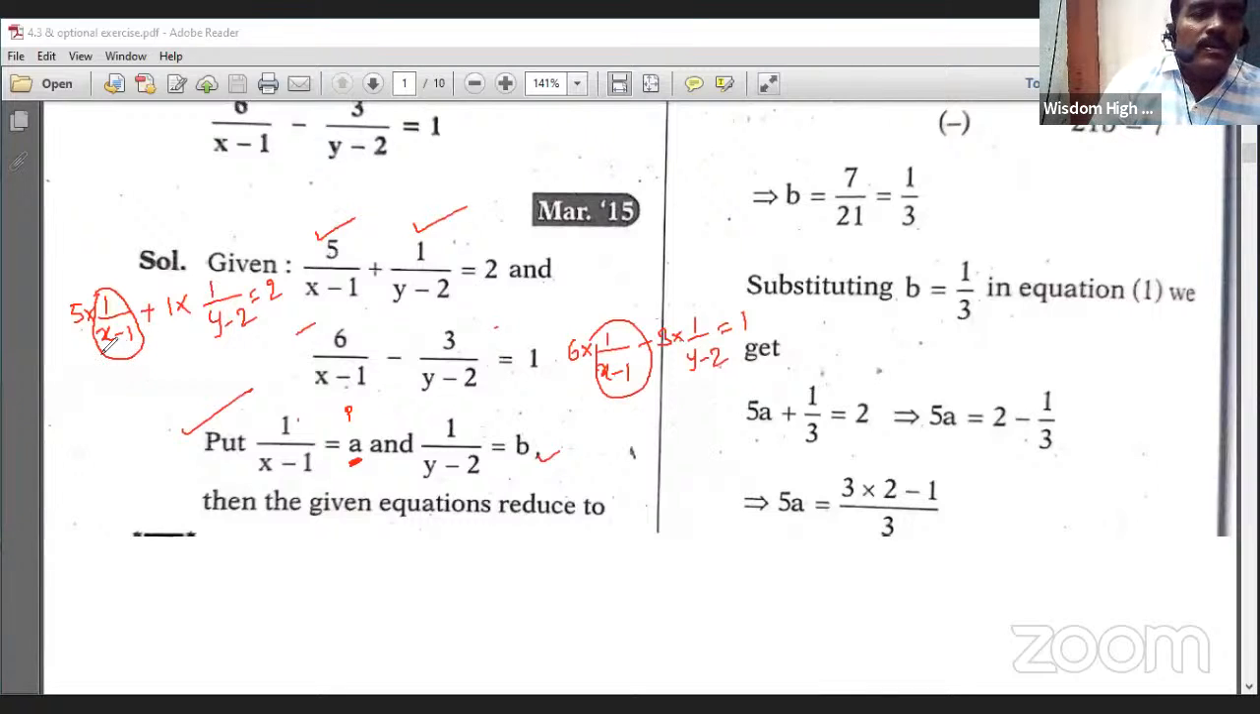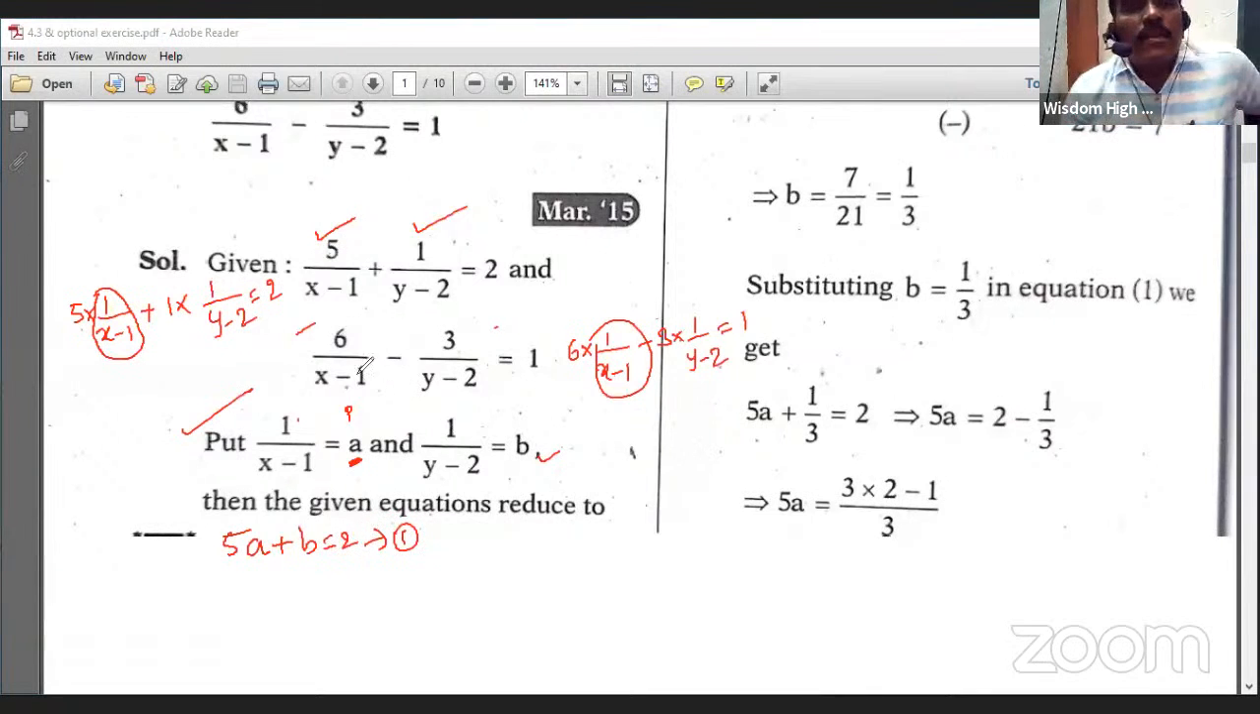Then see how the equations are reduced. Instead of 1 by x minus 1, we are taking a, and instead of 1 by y minus 2, we are taking b. Then automatically the first equation will be converted like this: 5a plus b is equal to 2. It is equation 1. Here, see the second equation. We have written it like this: 6 into 1 by x minus 1 is equal to a, minus 3b is equal to 1.